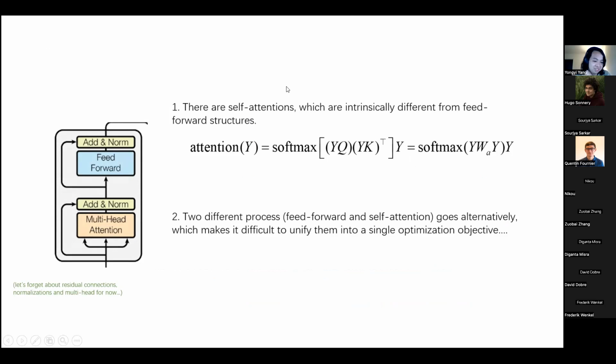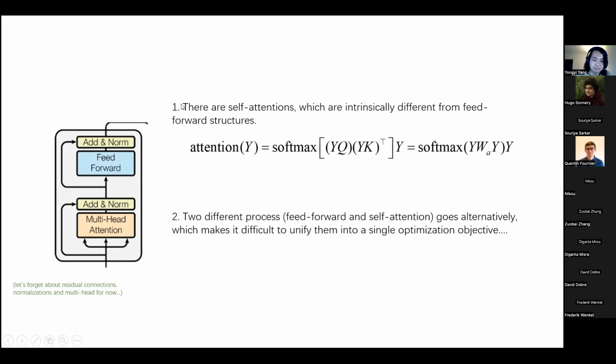So we want to explore if we can also apply this framework to explain the transformer as an optimization problem or as an optimization process, or specifically the transformer encoder. So this is the figure of the transformer encoder, and there are several major obstacles. Actually, there are 2 major obstacles.